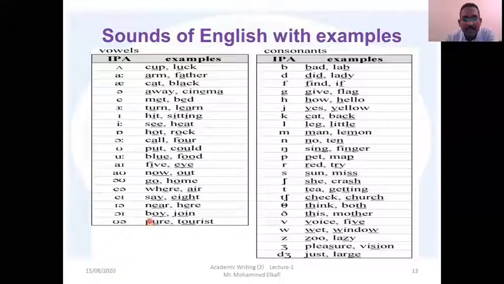Okay, pure. Move the sound. Okay, we'll find ua. This one is ua. The vowel is ua. Okay. So I want you to think of the sounds of these vowels again.